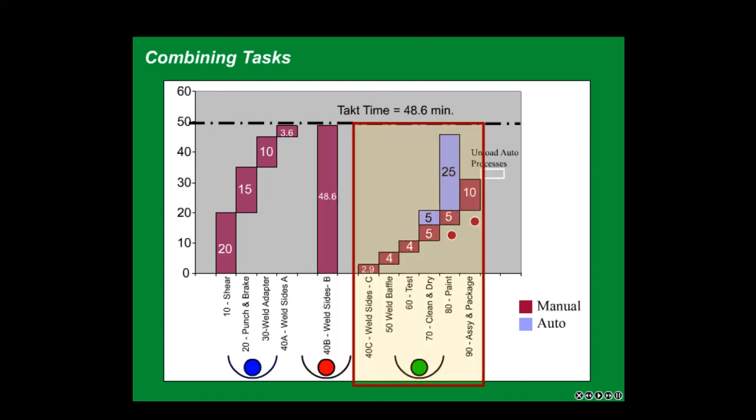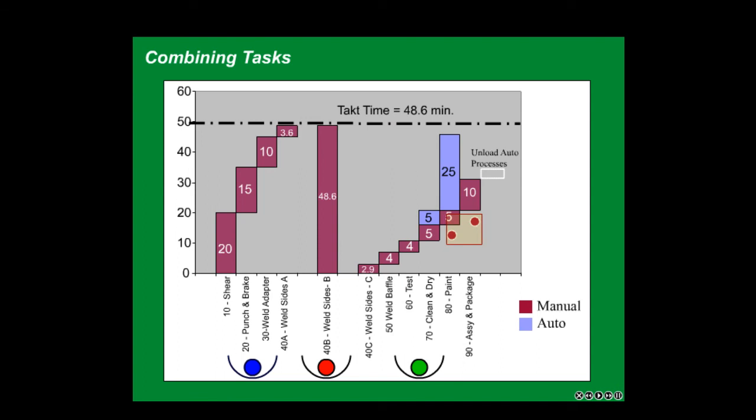The third operator does the final tasks of weld sides for 2.9 minutes, then completes the operations of weld baffle, test, clean and dry, paint, assembly, and package. Sounds like a lot, but it is a total of 31.6 minutes of labor, easily completed under our takt time of 48.6 minutes. This operator has some open time before the next part arrives. He would be responsible for unloading the automated operations, assisting the other two operators if they need a hand, and he can supply the cell with its consumables during his open time.